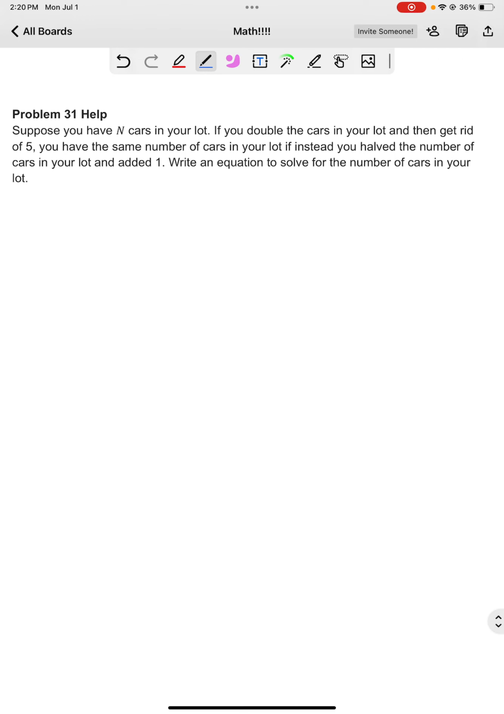So you got to think about there's these two different ways you could change the number of cars that are in your lots. The first way of changing the number of cars in your lots is to double the cars in your lots and then get rid of 5. Okay, so let's just think about that. If I double the cars in my lot and then get rid of 5, I'm first going to do, not 2 times 5, 2 times n. I'm first going to do 2 times my n. That's what I want to do first. And then I want to get rid of 5. So I'm going to subtract 5.